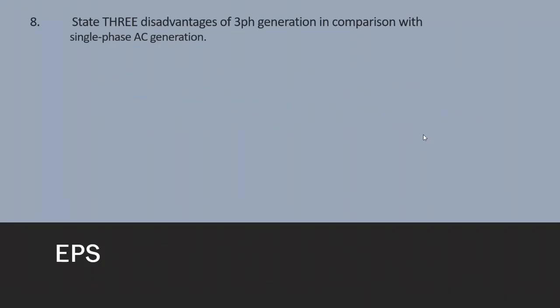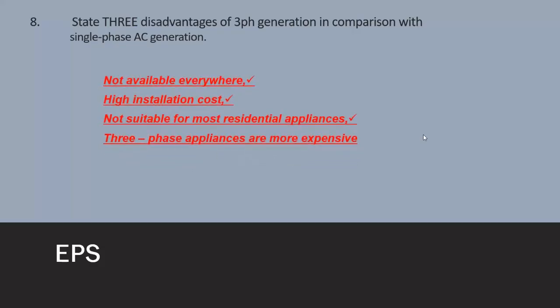State three disadvantages of three-phase generation in comparison with single-phase AC generation. Not available everywhere, high installation cost, not suitable for most residential applications. Three-phase appliances are more expensive.